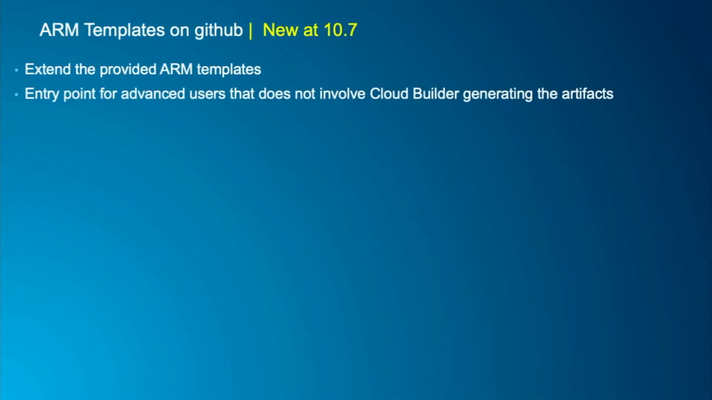The last feature that we will be releasing at 10.7 is the ARM templates on GitHub. We strongly believe in sort of developing in the open and giving our users the ability to contribute back. So we will basically be publishing our ARM templates on GitHub. It'll be considered an entry point for advanced users who don't want to use Cloud Builder to get started for generating the artifacts.